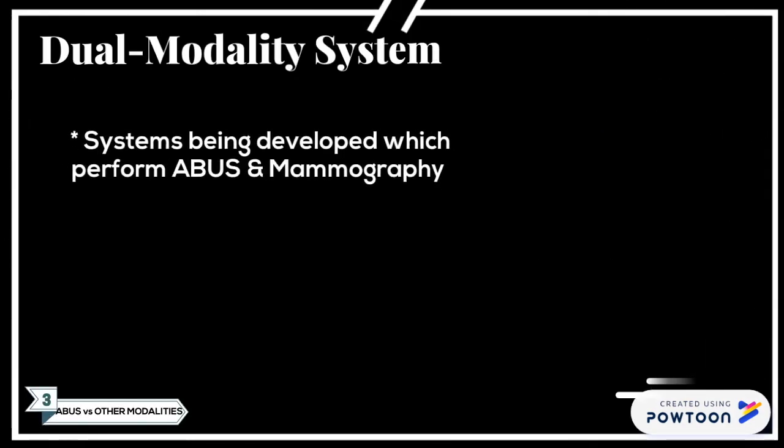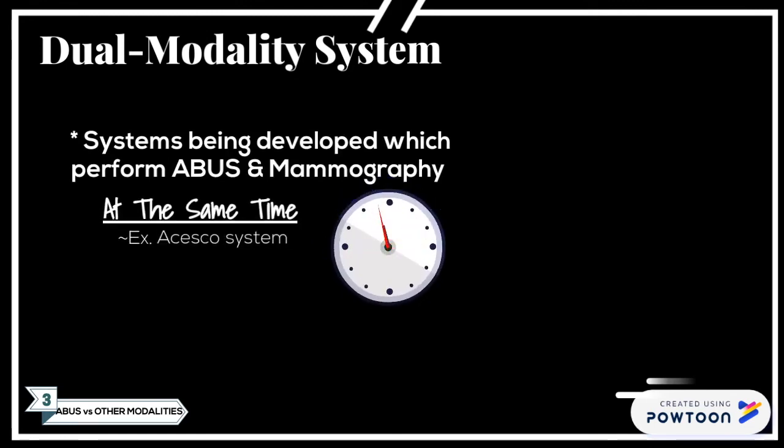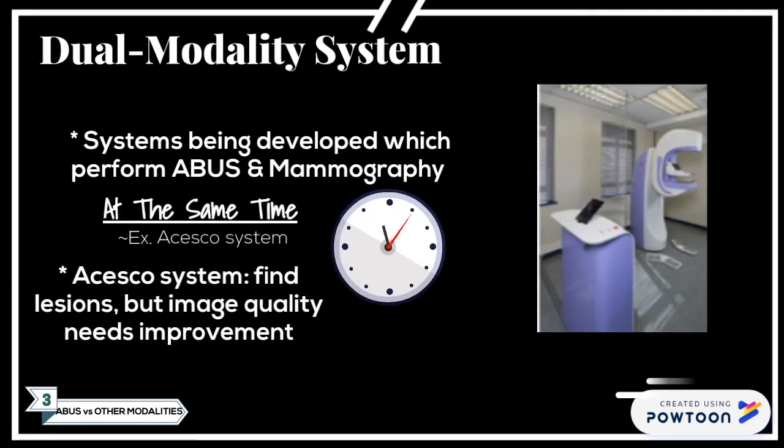Because ABUS and mammography are better together than either alone, there are systems being developed which do both at the same time. One of these is called the ACESCO system, and it showed great potential in a clinical trial. It was able to detect a benign cyst in one patient and a malignant lesion in another patient. But even with these results, the images still have room for improvement.